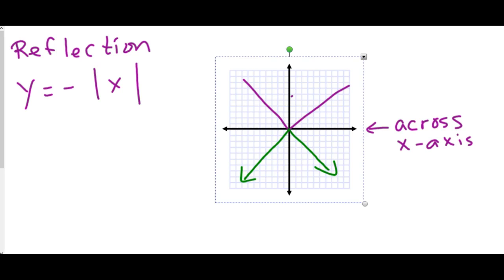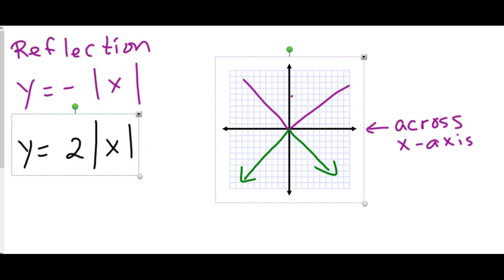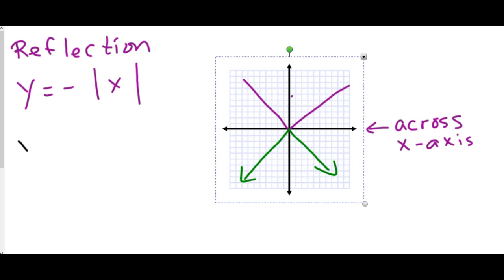That happens when you have a number in front of the absolute value bars. Usually we represent it as A. So usually we write this as y equals A, absolute value x. That A number in front will tell us we have a stretch or shrink, but we need to know which one is which.